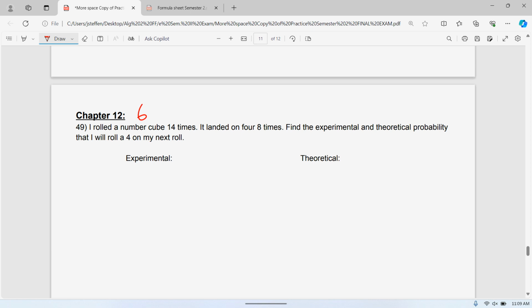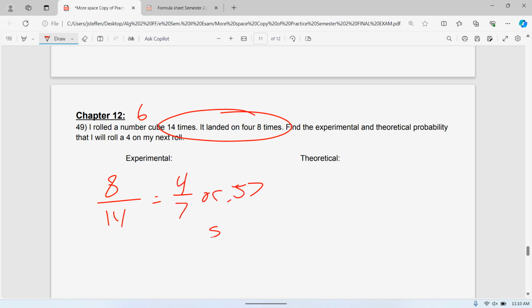So experimental is when you actually look at the experiment. You roll 14 times, and you got a 4 8 times, so 8 out of 14. When you reduce that down, that is 4 over 7. Or you could find the percentage, it's 0.57 or 57%. Doesn't make any difference. All those answers are fine. I forget how it is on the final exam, which one they actually use. So I guess it is multiple choice. So make sure if you find 4 over 7, you can also find the decimal and the fraction.